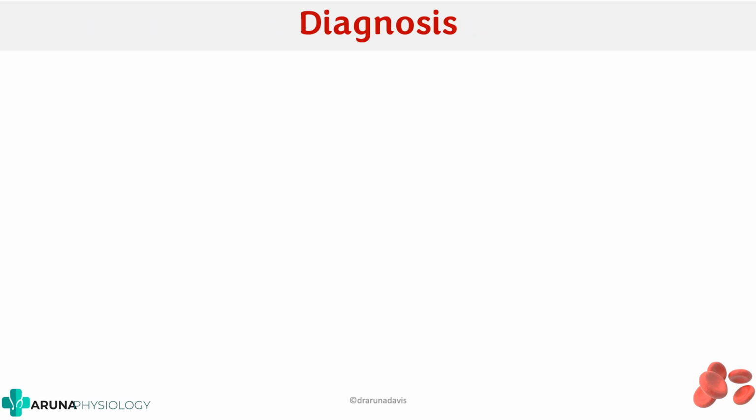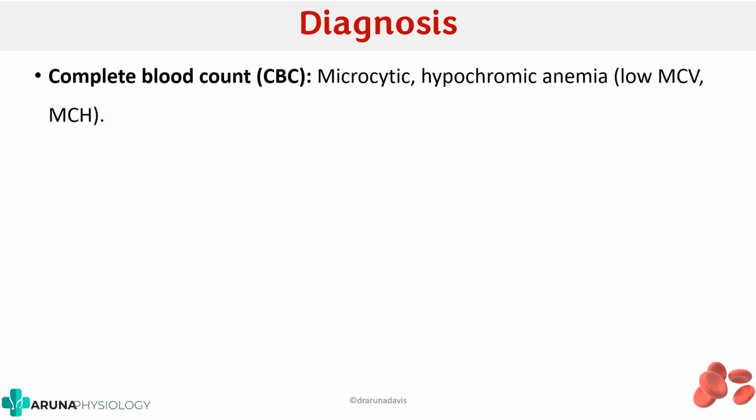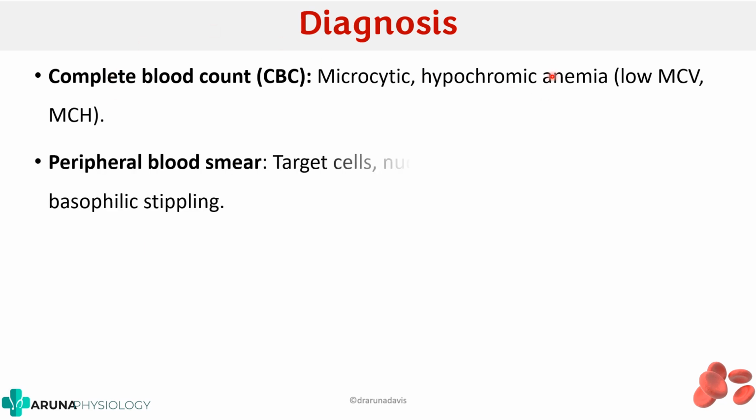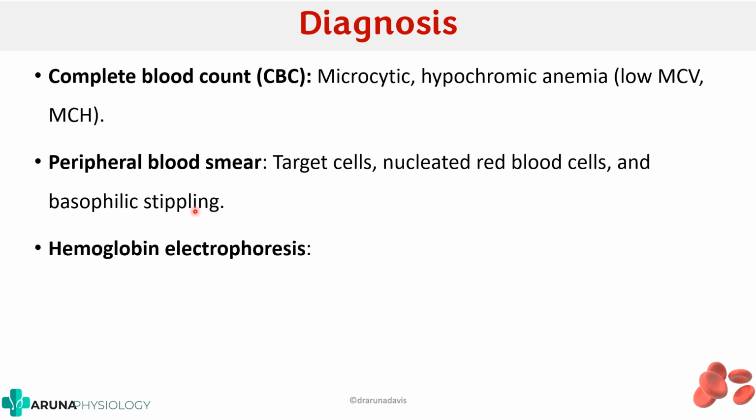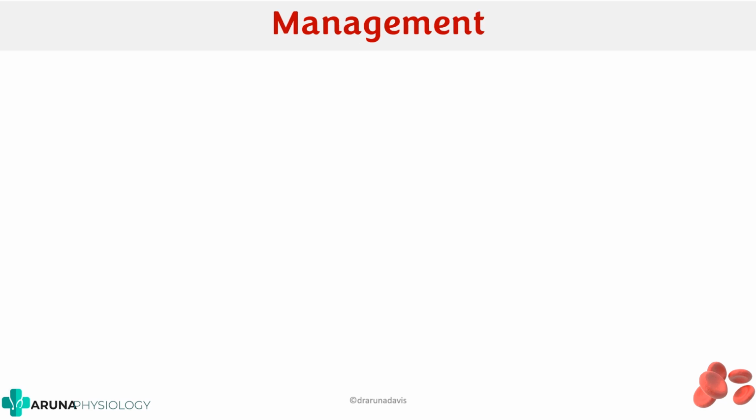So how will you diagnose? You can do a complete blood count as well as a peripheral smear which shows this microcytic hypochromic anemia. In the peripheral blood, you can see target cells, nucleated RBCs as well as basophilic stippling. And when you do a hemoglobin electrophoresis, you can actually see which globin chain is absent, whether it is alpha or beta. Right? And how will you manage such a patient? Again, you will have to give repeated blood transfusions.